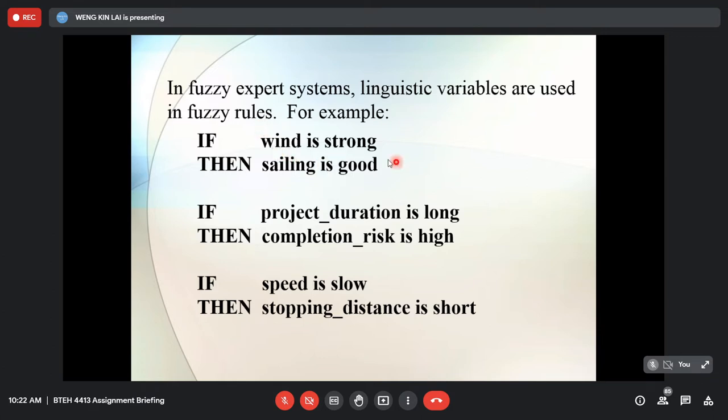For example, if the wind is strong, so the wind is assigned a value of strong, then sailing is given a value of good. So if the wind is strong, then you can sail. But in a way, it's a recommender system. Another example: if the project duration is long, if your project takes a long time to complete, then your completion risk is high. Again, it's a recommendation telling you that the risk is high. Now, if the speed is slow, for an expert system for a car, the stopping distance is short. You can see this is your linguistic variable, and these are your linguistic values assigned to it.